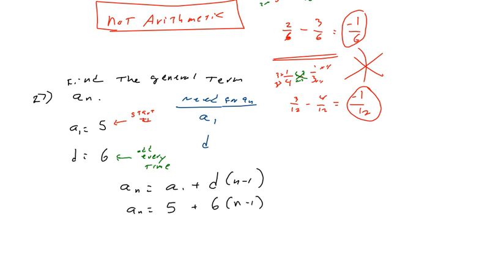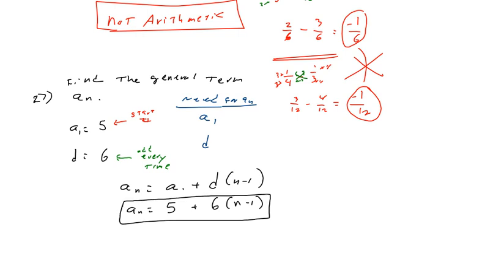N always stays. N is the number that we're looking at, right? If we want to find the 5th term, n would be 5. If we want to find the millionth term, n would be a million. So n is the number that we keep as our variable. But the 5, the A1, and the D, the 6, those go into our equation. And that's our answer.